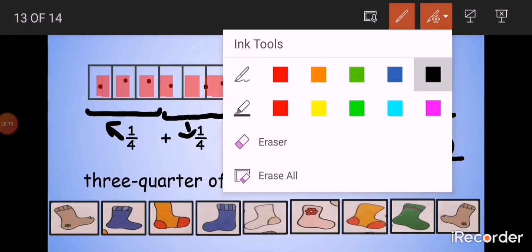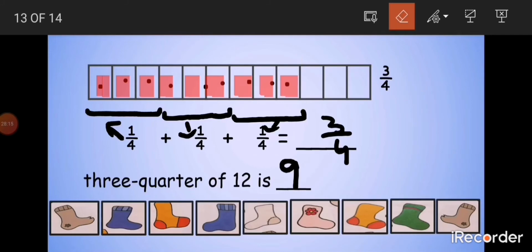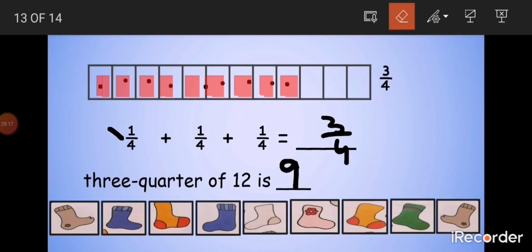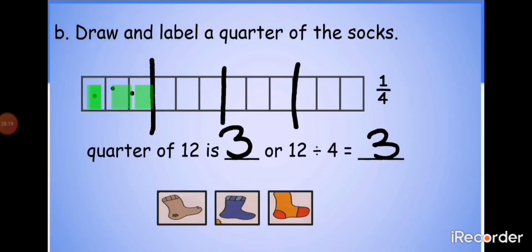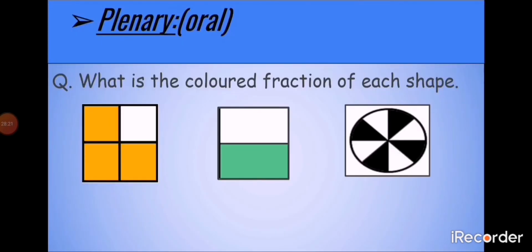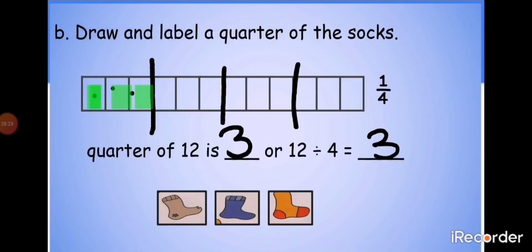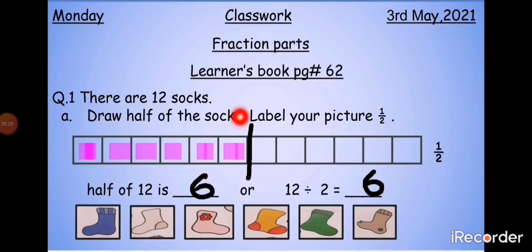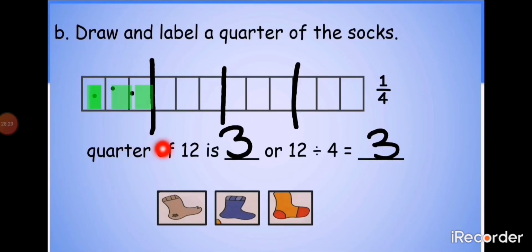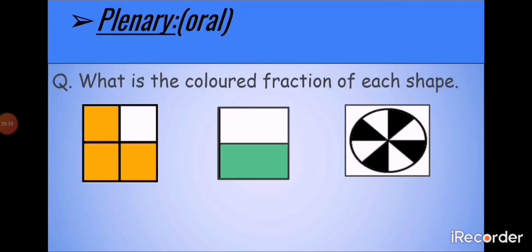Now we have done that. This is the work for today. Now we are moving towards our plenary. Again, remember that you will do your work very neatly. Make proper strips, draw proper socks and color them. Write your proper statements here, number statements or writing statements. Write your questions properly, leave proper spaces and do your work very well.